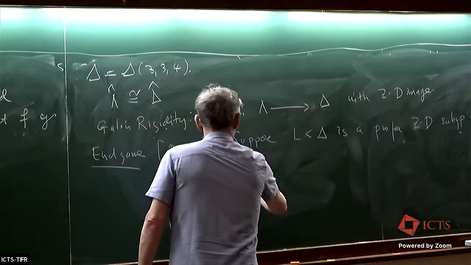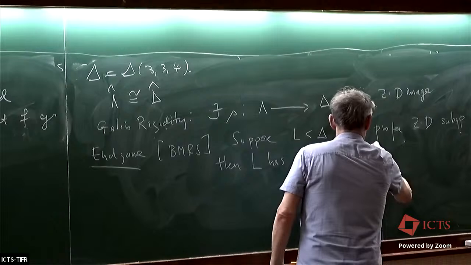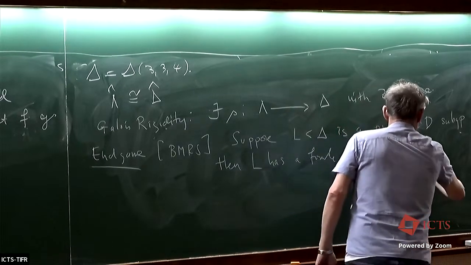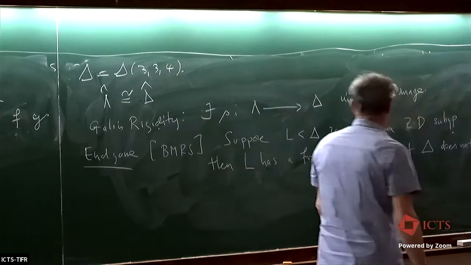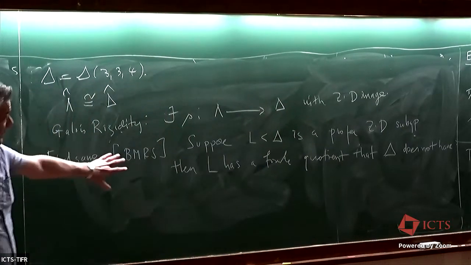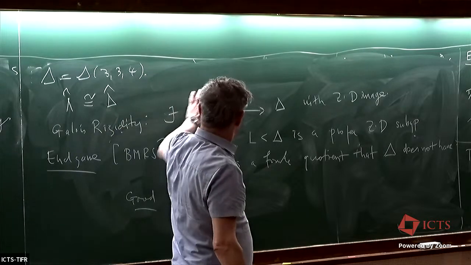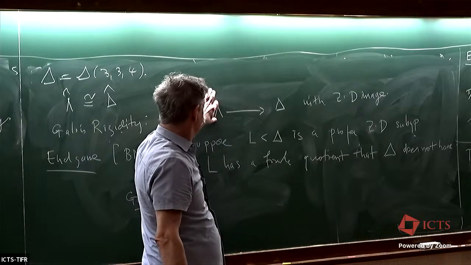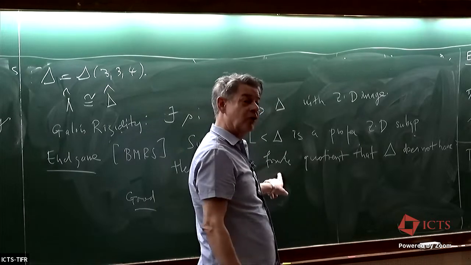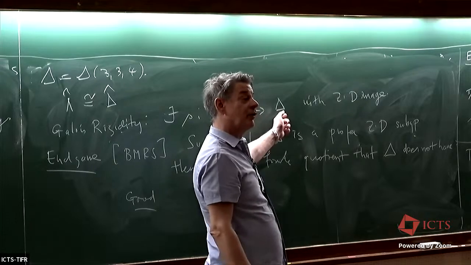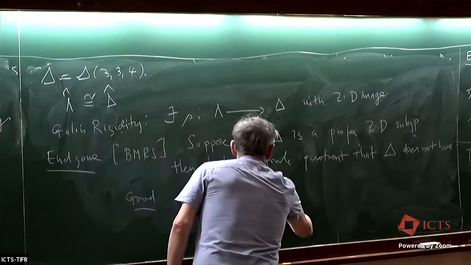Then L has a finite quotient that delta does not have. Okay, so this is progress. Why? This is good, because this must mean that when we look at this image here, the image of lambda must be onto delta, because if it wasn't onto delta, this statement here would provide you a finite quotient of L and hence of lambda that was not a finite quotient of delta. So what we get from here is that rho now is lambda onto delta.